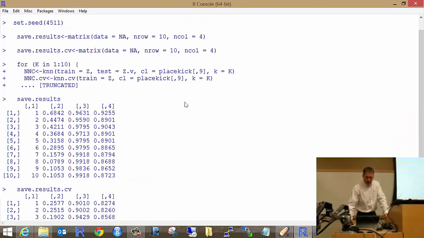And here we go. This is what we get. It runs really fast. And so we can see, for example, when k is equal to 1, the correct classification rate for the failures with the validation data set was 68%. For the successes, the correct classification rate was 96%. Overall, about 93%.